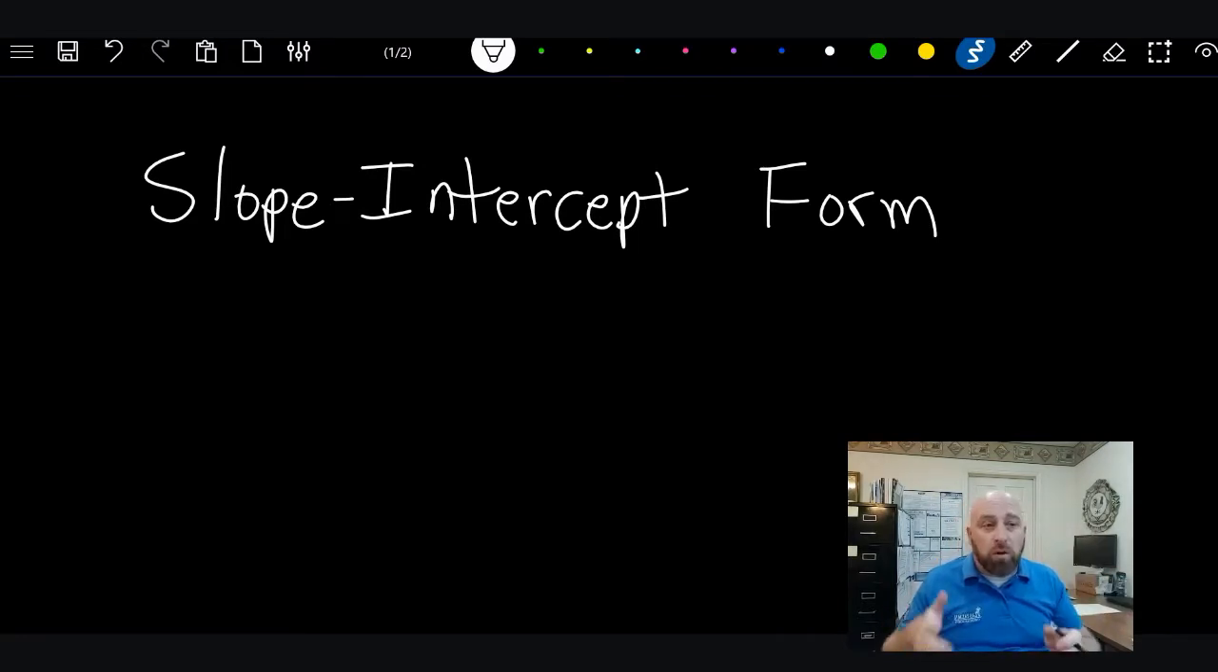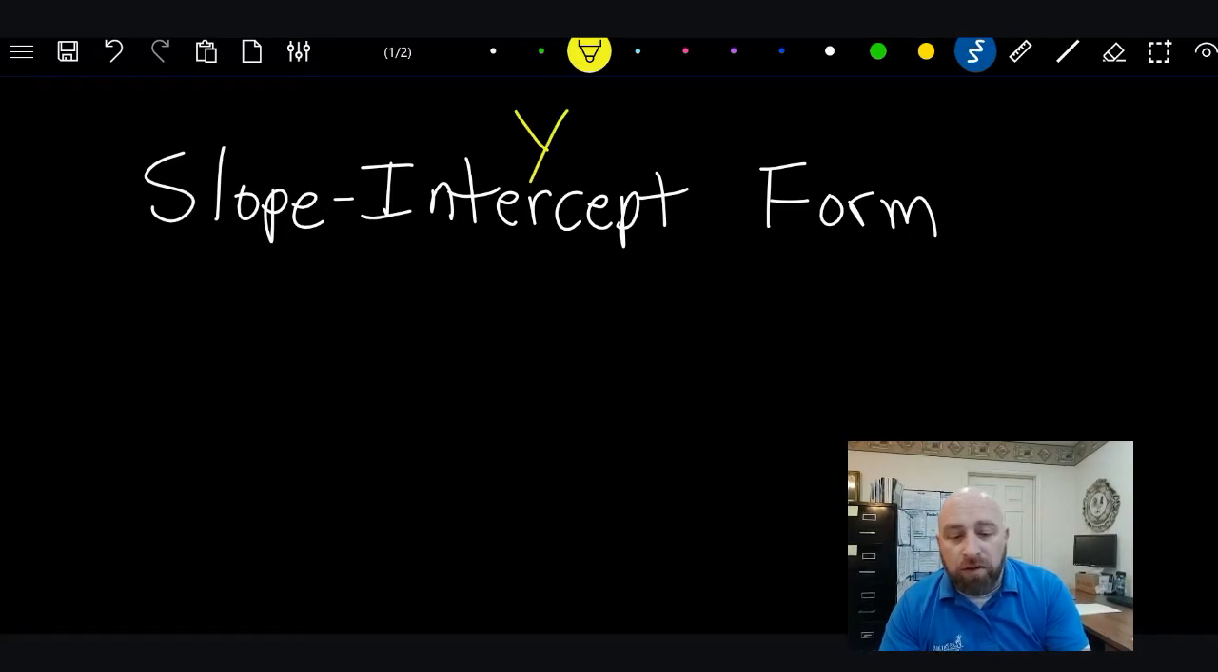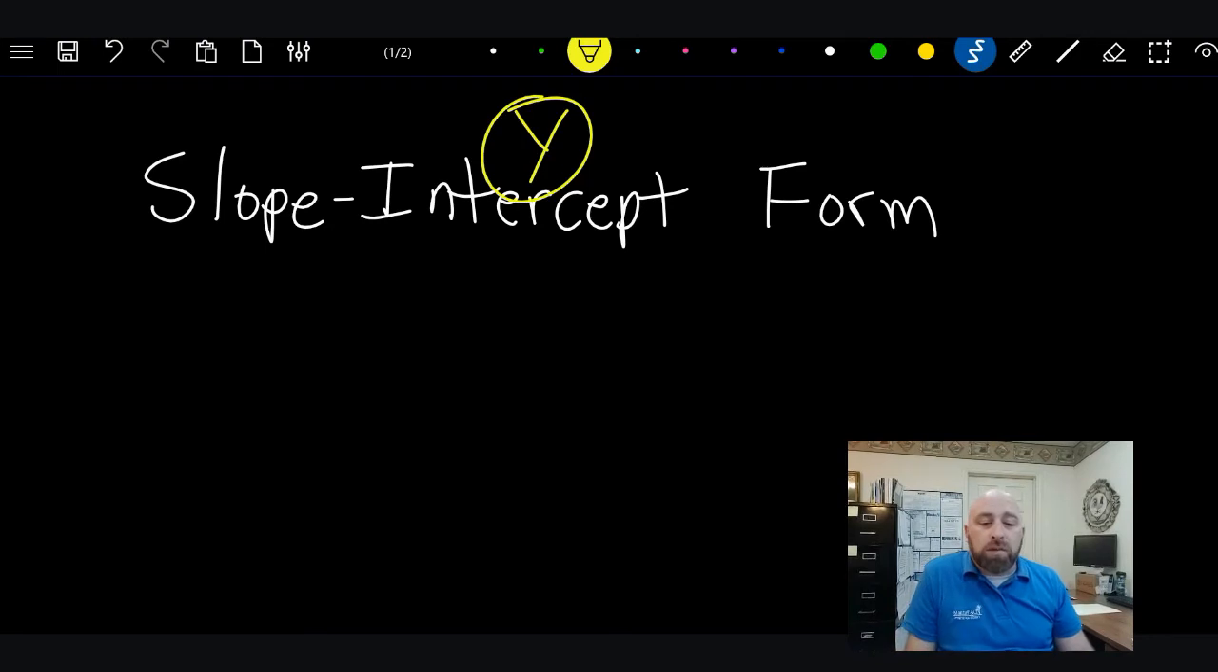Well, what is the slope? We know that the slope is the m, or the slope is the rise over the run. So in this case, which intercept is it talking about? It's talking about the y-intercept. So sometimes you'll hear me call this the y-intercept form. Okay? So if you hear me call it y-intercept or slope-intercept, it's the same thing. I'm talking about the same form.